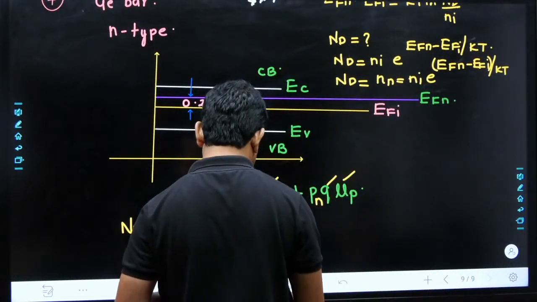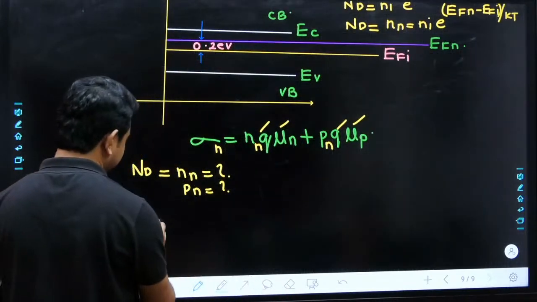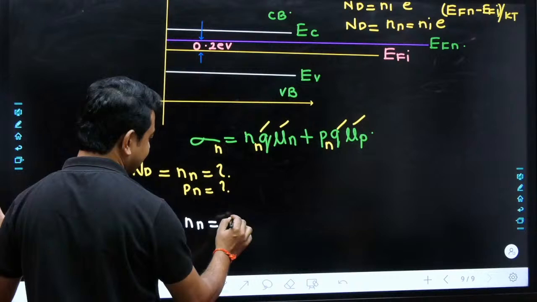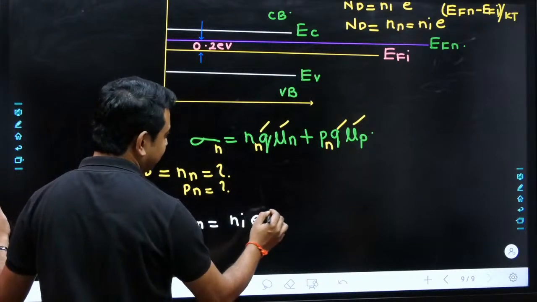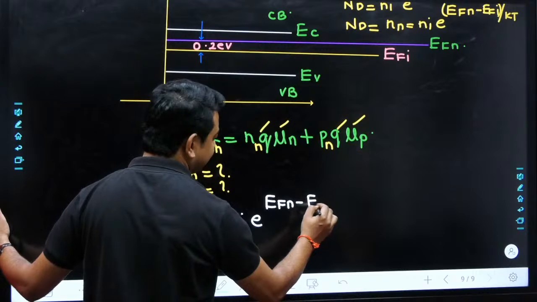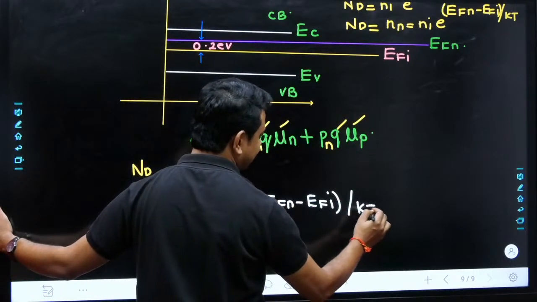So we write again, to find the value of ND, the final one: ND is equal to n in n-type semiconductor, which is equal to ni times e raised to (EFN minus EFI) divided by kT.